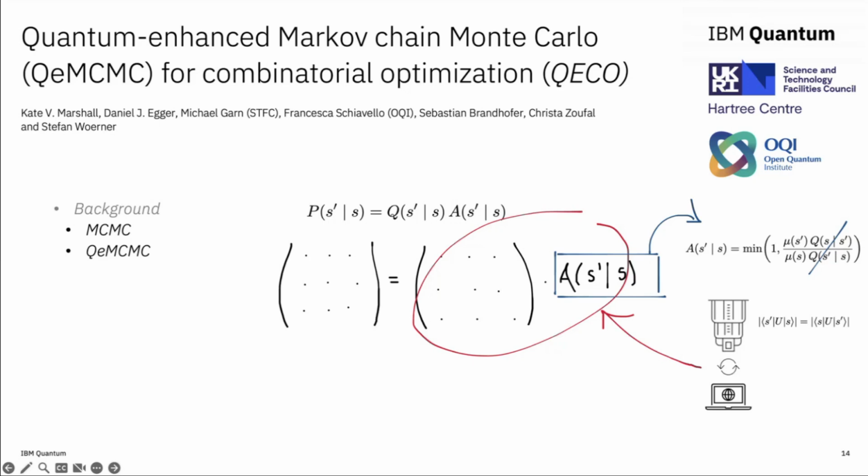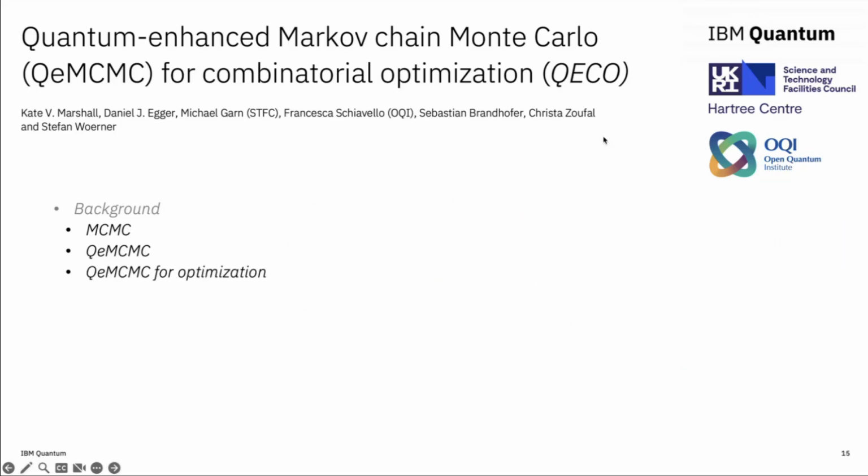But it was a really, really nice piece of work that wasn't really applied to any large scale problems since it was published a few years ago. So this is where our motivations came in, which is obviously we've seen now how QMCMC might be a nice tool for sampling, but where does optimization come in?